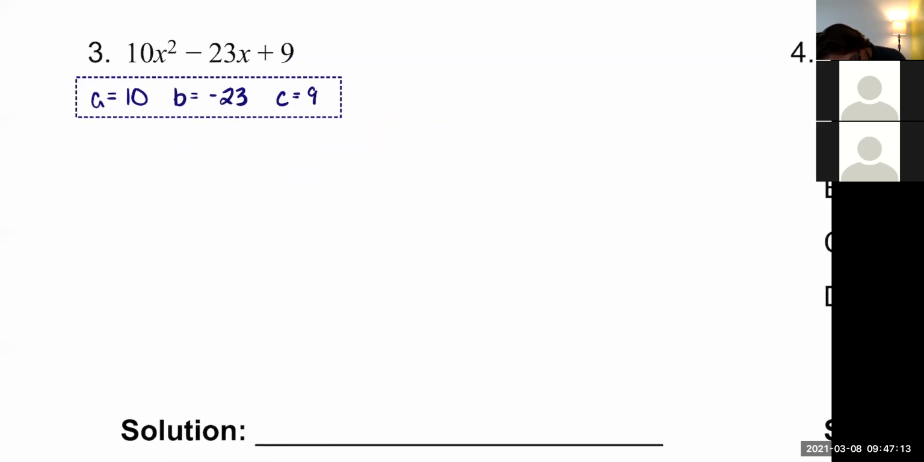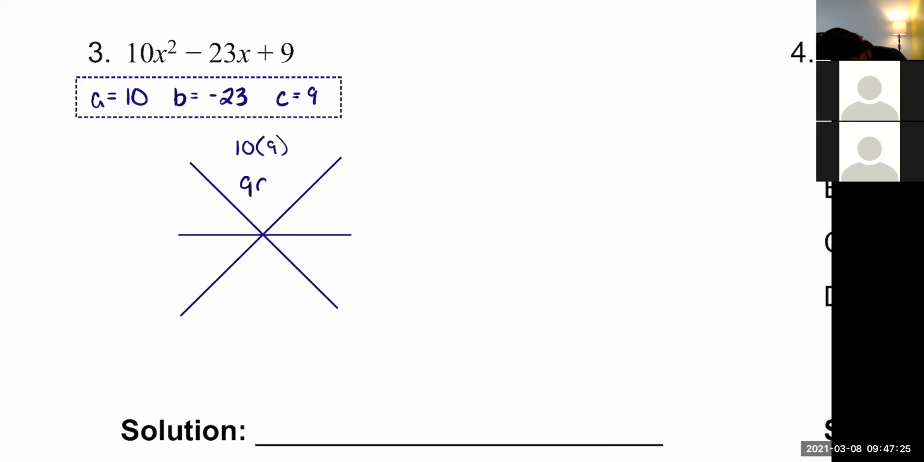So ready for the asterisk. A times C on top, I'm looking at 10 times 9, which gives me 90. A on either side, there goes our 10s. B on the bottom is a negative 23. So I want 2 numbers that multiply to equal 90, but at the same time add to equal negative 23. I think 90 has a longer list, so this may take just a brief moment.